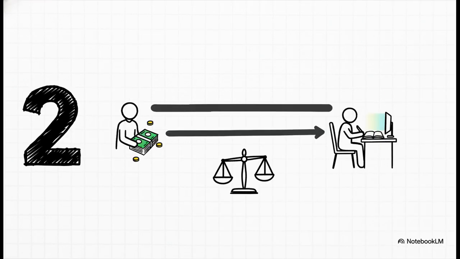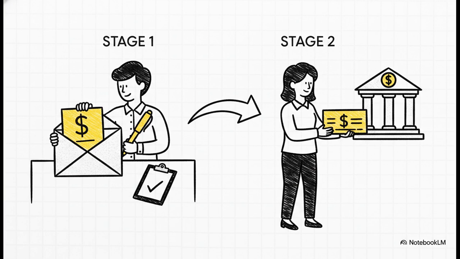Let's move on to our second principle. And folks, this one is absolutely crucial: segregation of duties. The big idea here is simple but powerful. You never ever give one person total control over a financial process from start to finish. It's the ultimate check and balance. The key is to separate the physical handling of cash from the recording of that cash.